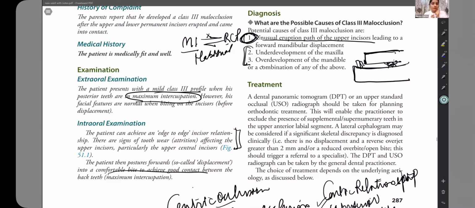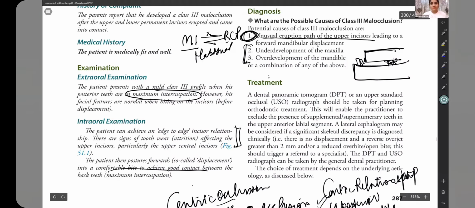We have an entire SBQ. Recently, it is not getting repeated in the exam, but it's there in the past paper. So for you to go through this concept is really important. So true skeletal class 3 and a habitual class 3. I hope you've got the difference between the two now. So one is where MI and RCP will not coincide, and in the other, MI and RCP will coincide because there would be no displacement.